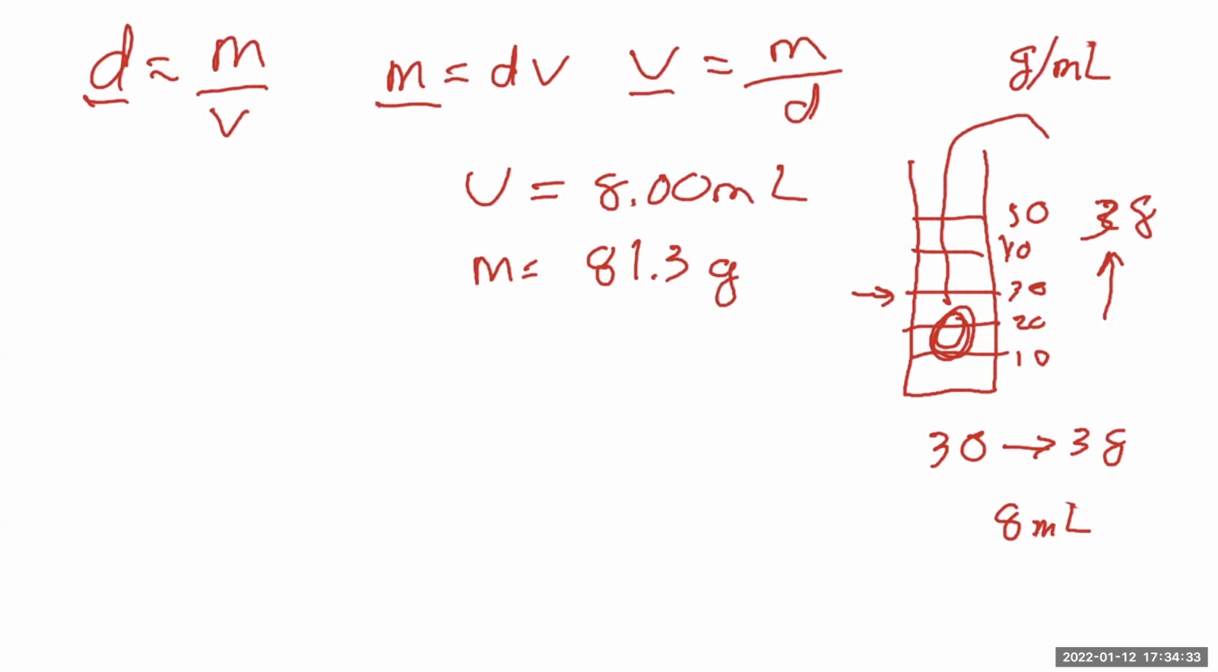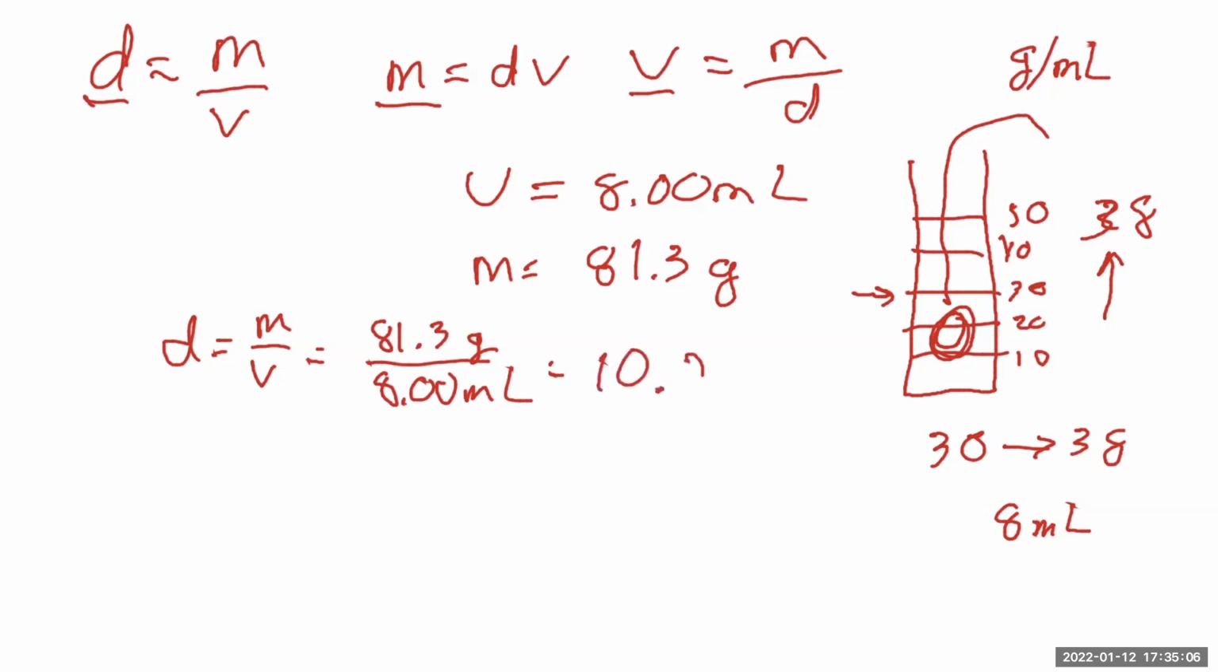We know the density is equal to mass divided by volume. So the mass is 81.3 grams, and the volume is 8.00 milliliters. Density is usually grams per milliliter. So we have 81.3 divided by 8, which comes out to 10.2 rounded, grams per milliliter. That tells you the density of that object.